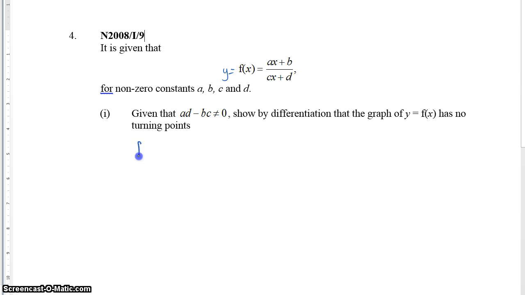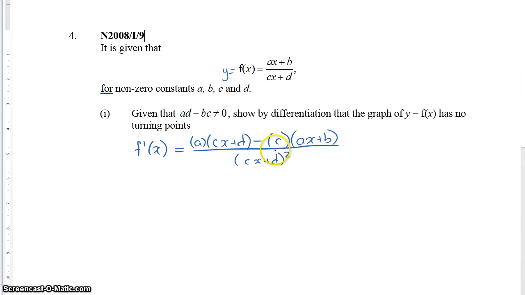So let's differentiate. So what's f prime of x? If we differentiate this, we need to use the quotient rule. To use the quotient rule, first I differentiate the top line. That gives me a. Then multiply by the bottom line, cx plus d, minus the derivative of the bottom line, which is c, times the top line, ax plus b, all over the bottom line squared. So this is how I differentiate this with the quotient rule.